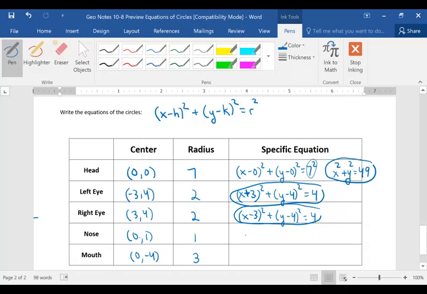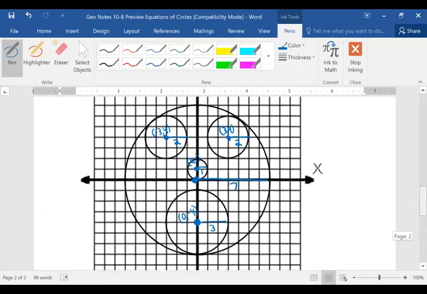The nose: x minus 0 squared, you can just write it as x squared, plus the quantity y minus 1 squared equals 1 squared. And finally, the mouth: x minus 0 squared, or just write it as x squared, plus y minus negative 4 squared, which is y plus 4, equals 3 squared, but write it as 9. So we have our 5 equations. We're going to now type it into Desmos and come up with the same picture as we had here.